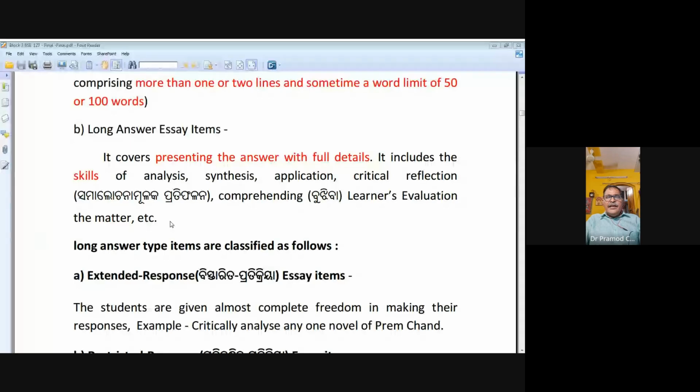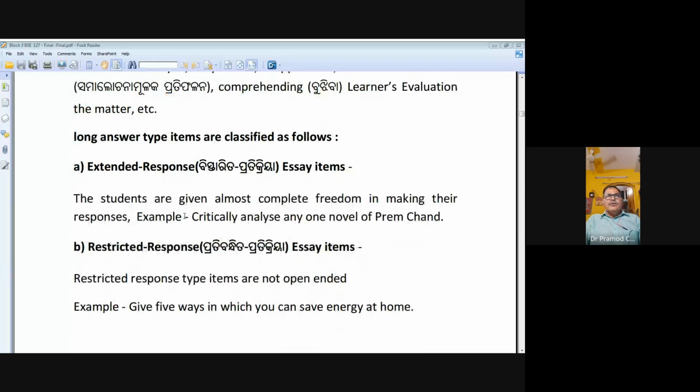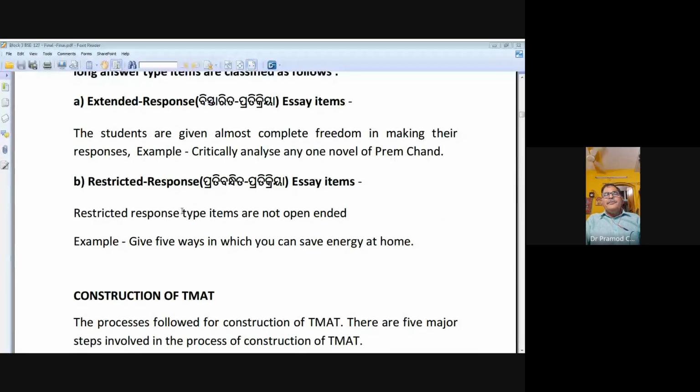How far he has been able to understand, that is how he comprehends the subject matter. Then after that we are able to evaluate the essay type questions. You know that extended response, already I have told you: critically analyze the novel of Premchand. Critically analyze the present system of evaluation. Restricted answer type means: give 5 points for the improvement of the traditional examination.